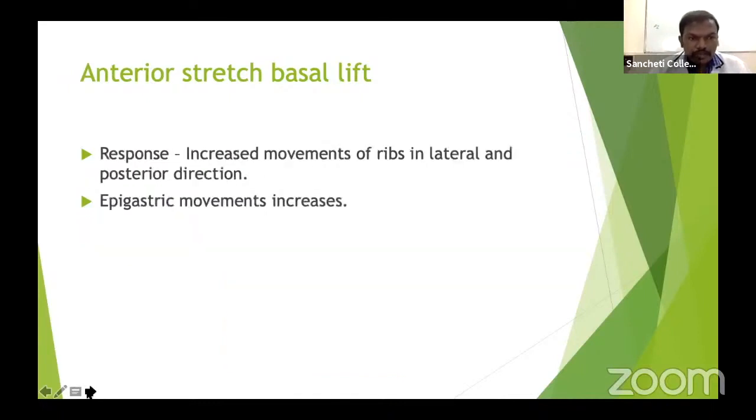This will help to increase the movements of the ribs in the lateral direction as well as in the posterior direction. And this will increase the epigastric movements of the patient. As the epigastric movements increase, it will help in the respiratory movements. So that's how we can perform the anterior stretch basal lift.